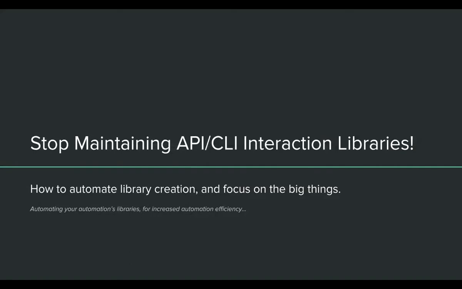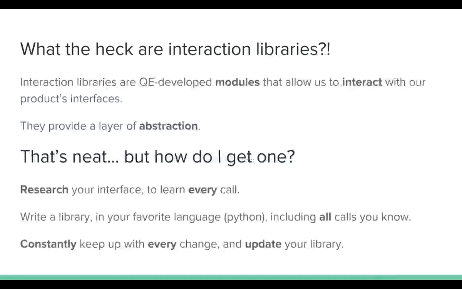Okay, so I guess I'll kick off this talk titled, let me put on my glasses so I can see. There we go. Titled, Stop Maintaining API and CLI Interaction Libraries. Subtitle, How to Automate Library Creation and Focus on the Big Things. Subtitle, Automating Your Automations Libraries for Increased Automation Efficiency. I wanted to stick another automation in there somewhere, but it's getting a bit too ridiculous.